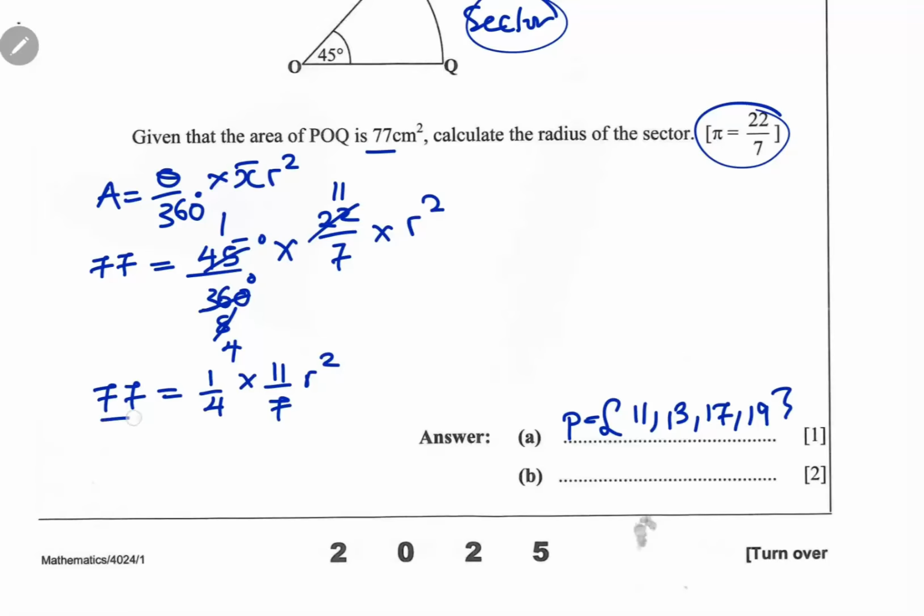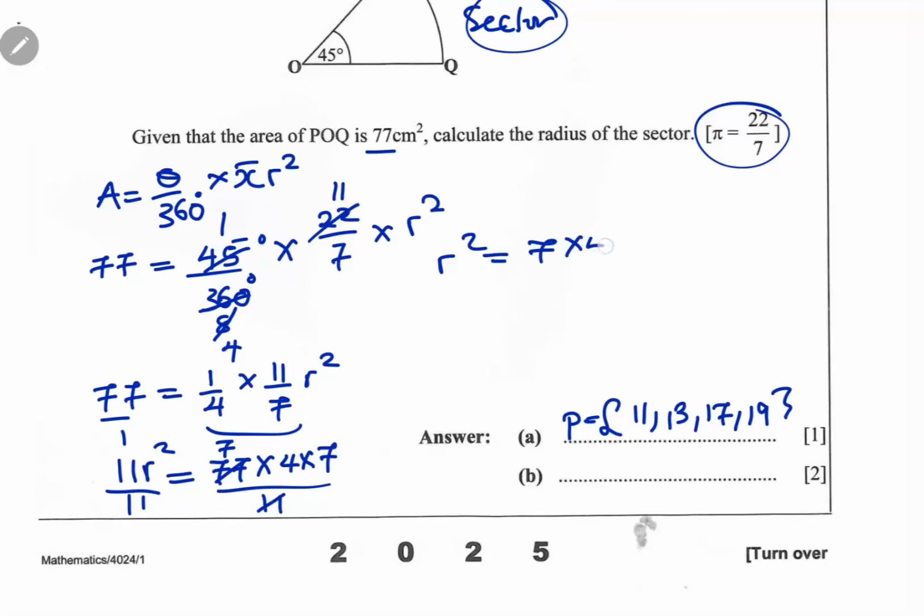Now I can cross multiply at this point, starting with r squared. r squared is equal to, all these at the bottom will multiply with 77. So 77 multiplied by 4 multiplied by 7. Now, to simplify, I can divide by 11. So r squared is equal to 11 into 77 is 7, so it's 7 times 4 times 7.